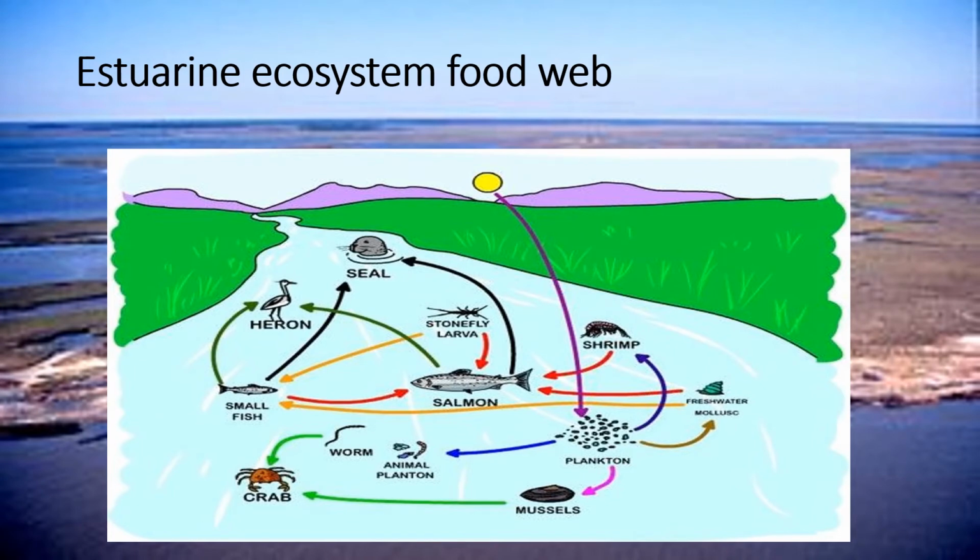This is an example of a food web in an estuarine ecosystem. We can see here that the main source of energy is the sun or the sunlight, and the main producers are the planktons. All of the other animals there are consumers. So they can be based on their trophic levels or their hierarchical arrangement in the food chain. They can be primary consumers, secondary consumers, or tertiary consumers.